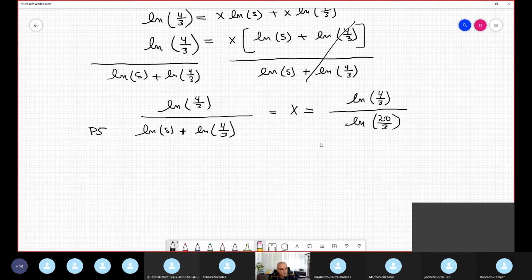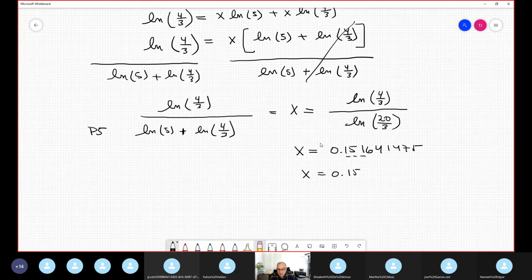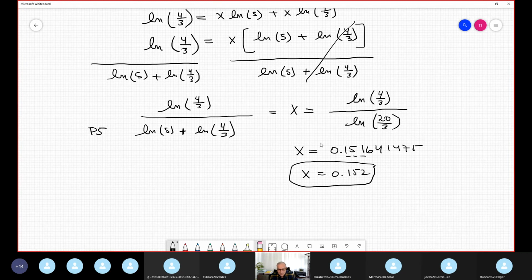Very well. The answer is x equals, I put in the display of my calculator 0.15164 1475. I want 3 decimal places: 1, 2, 3. Then x equals 0.15, and you increase the 2. Excellent. This is the easy part, the rule of rounding. If this digit is greater than or equal to 5, you increase by 1; 1 plus 1 is 2.